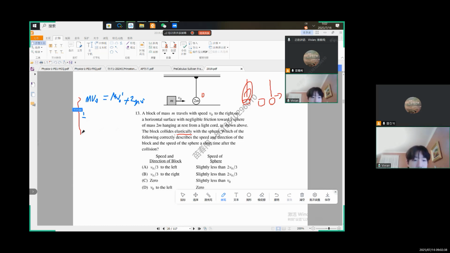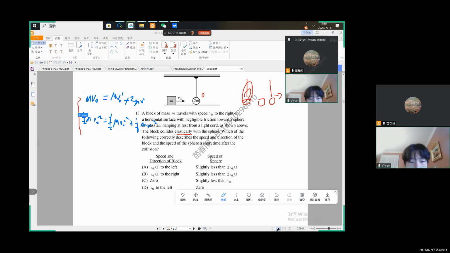1/2 mV0 squared equals 1/2 mV0 prime squared plus 1/2 mV prime squared. All the 1/2s cancel out. And the m's cancel out too, right? Sure.